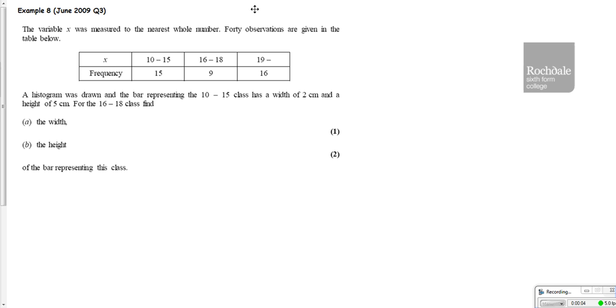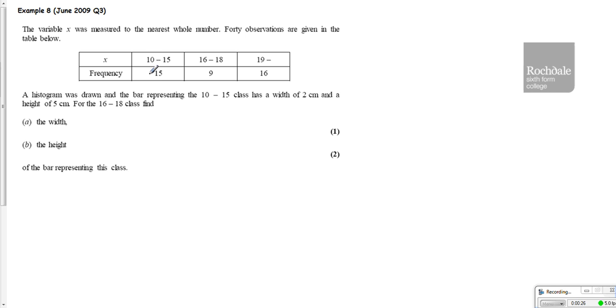Representing data, example 8. This is another histograms question presented in a slightly different way. We've got a variable x, 40 observations are given in the table below. We've got the bars 10 to 15, 16 to 18 and 19 to something which we don't know.